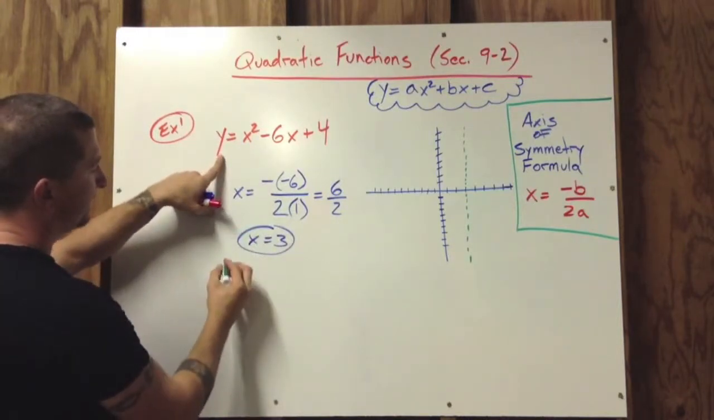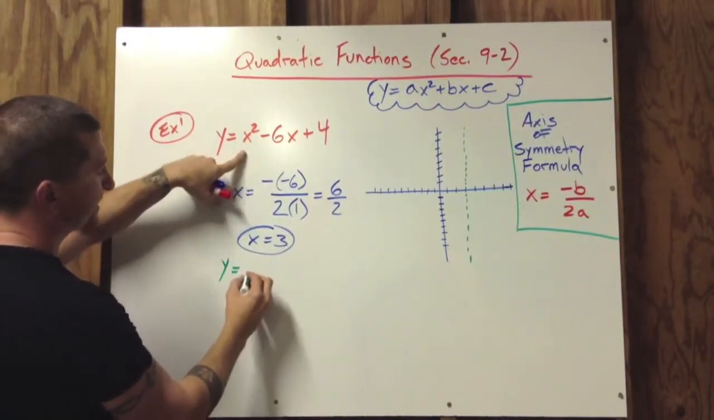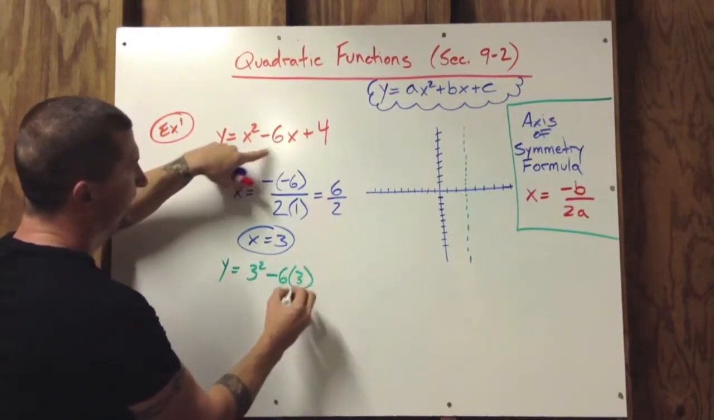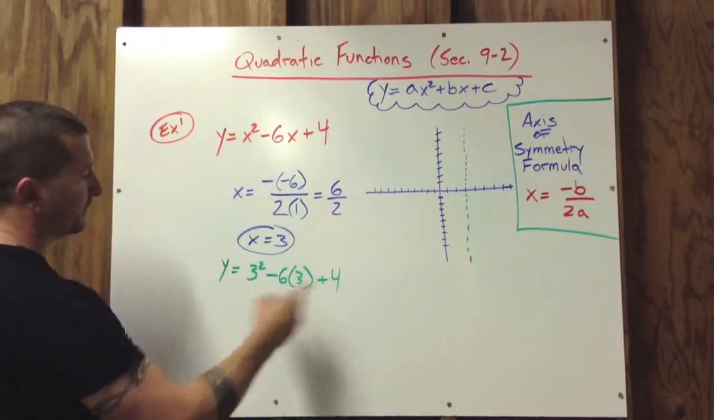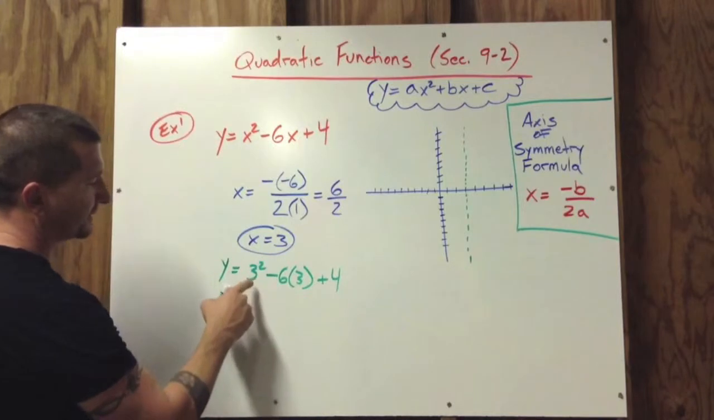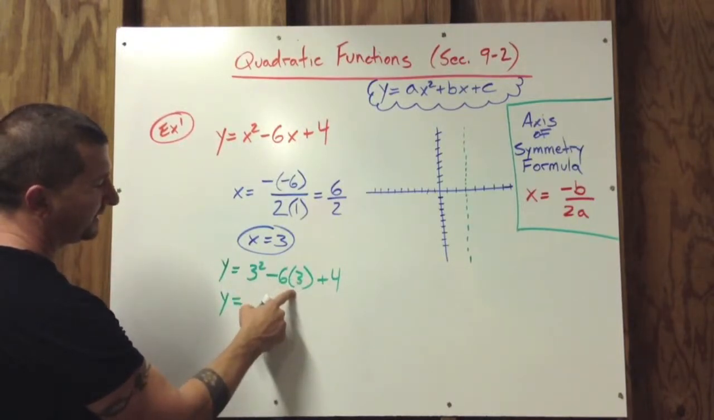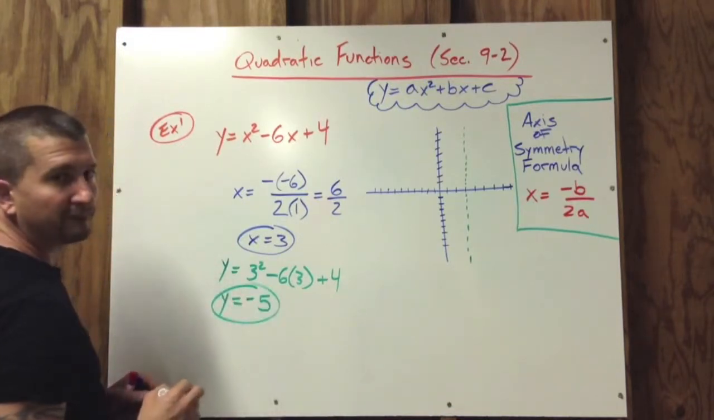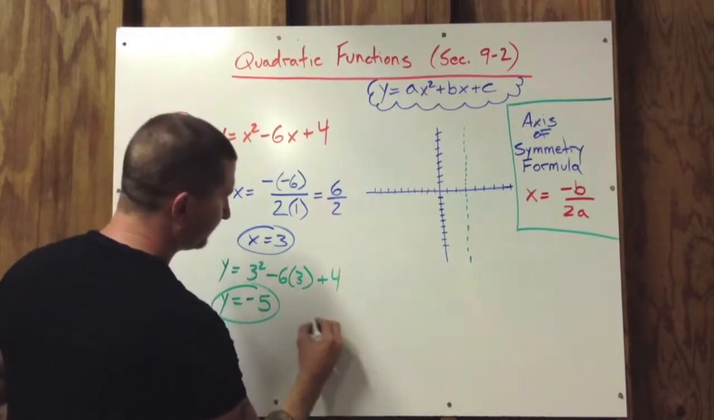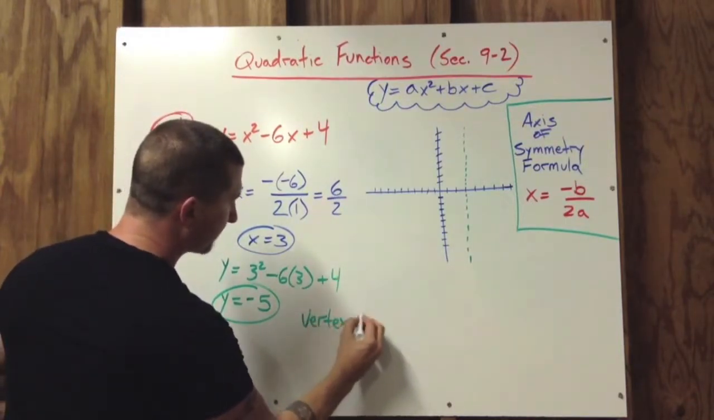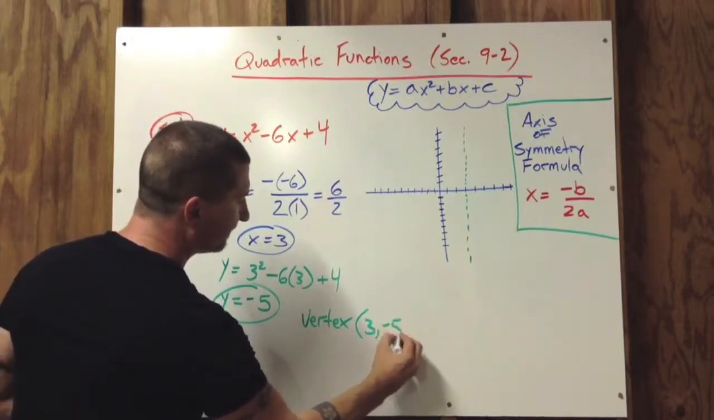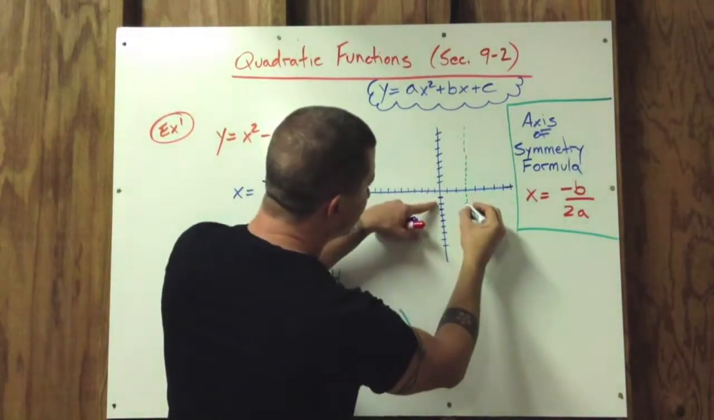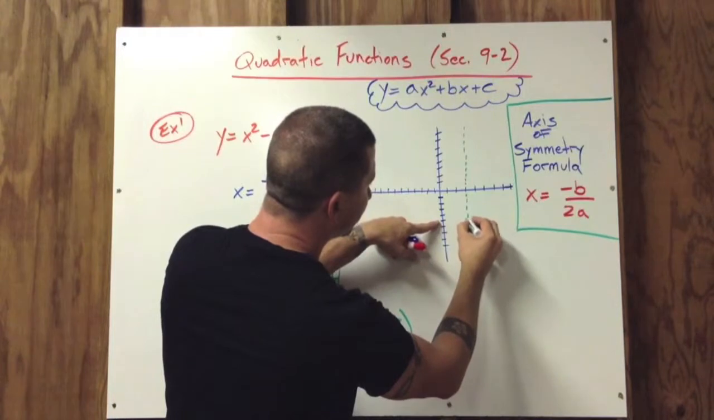So we have y equals x squared, or 3 squared, minus 6 times 3 plus 4. Now, when we work this out, we get y equals 9 minus 18, which is negative 9, plus 4, which equals negative 5. So our vertex is going to be 3, negative 5. Okay, so if we come over 3 and go down negative 5, 2, 3, 4, 5, the vertex should be about right there.